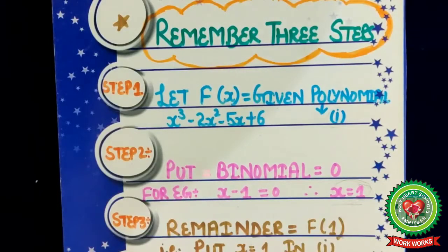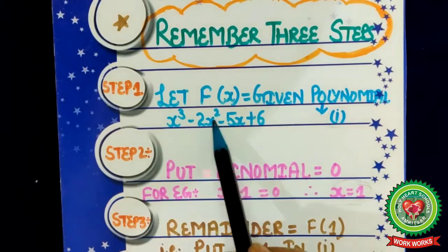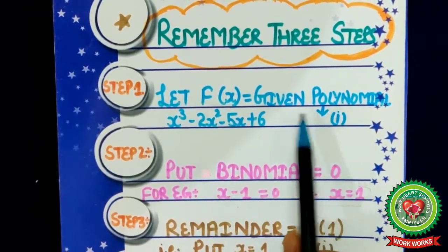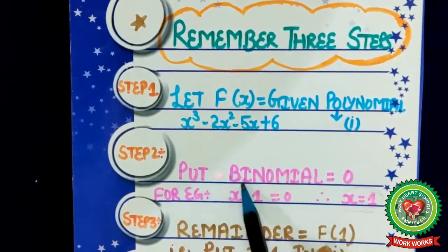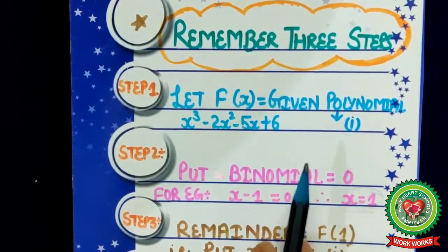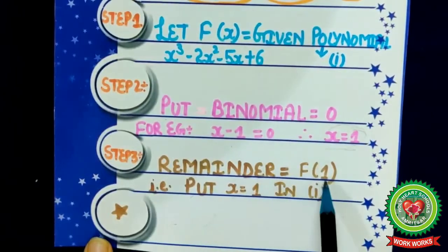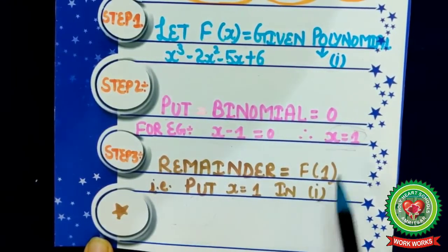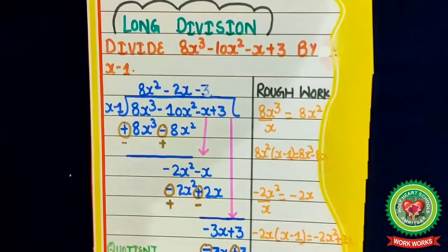Also, we have done so many sums of the topic. So now, we all are well known about these 3 steps. Step number 1 is let f(x) is equal to the given polynomial. Step number 2 is put binomial equal to 0. Step number 3 is remainder is equal to f of that value of x. Now we will put this value of x in the first polynomial.